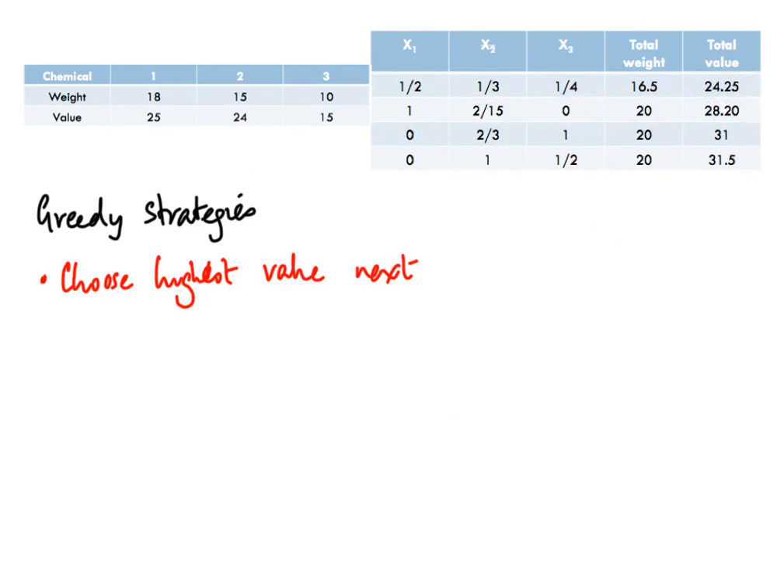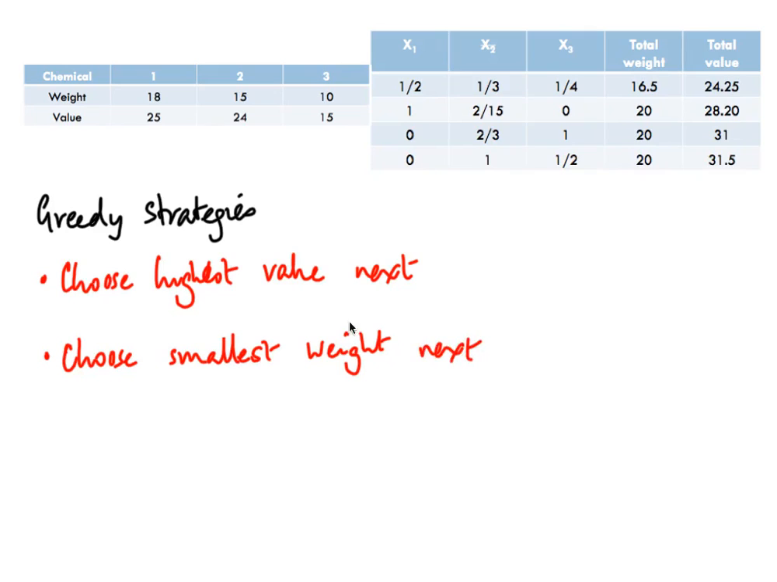So we can look instead at filling up the bag by weight. What you want to do is keep as much capacity as possible. So we fill up the bag in order of weight, but in ascending order. We choose the smallest weight next. We want to put as many bags of chemicals as we can into our knapsack.